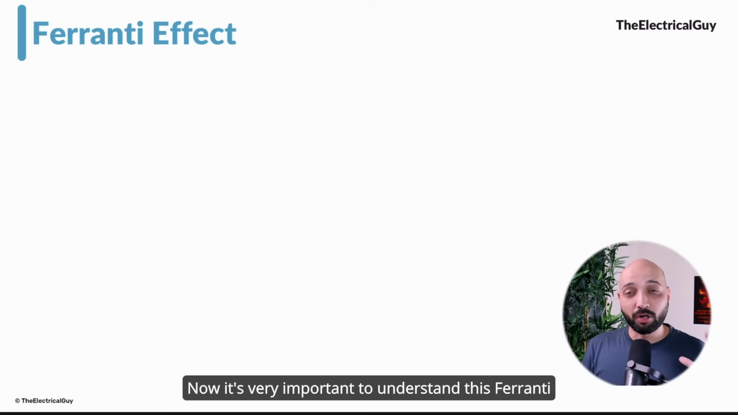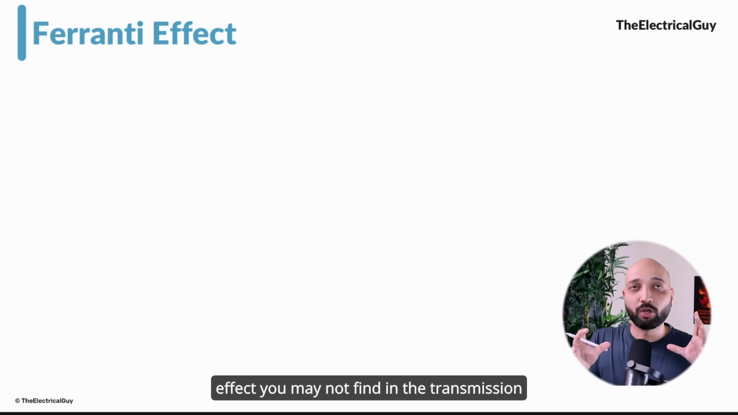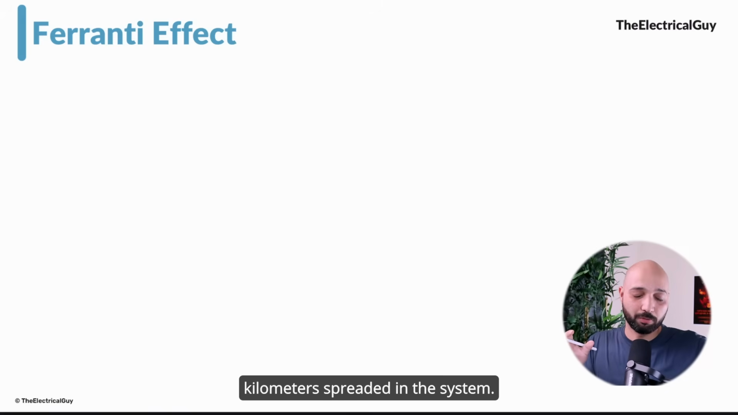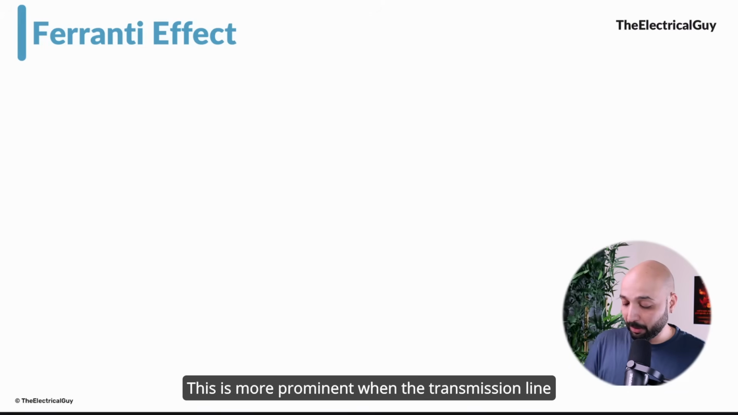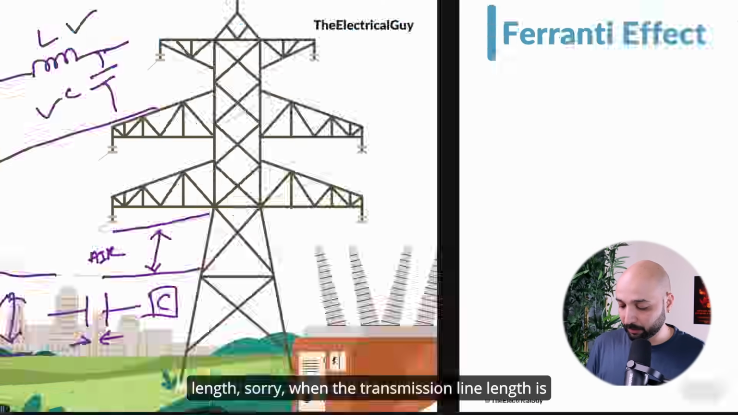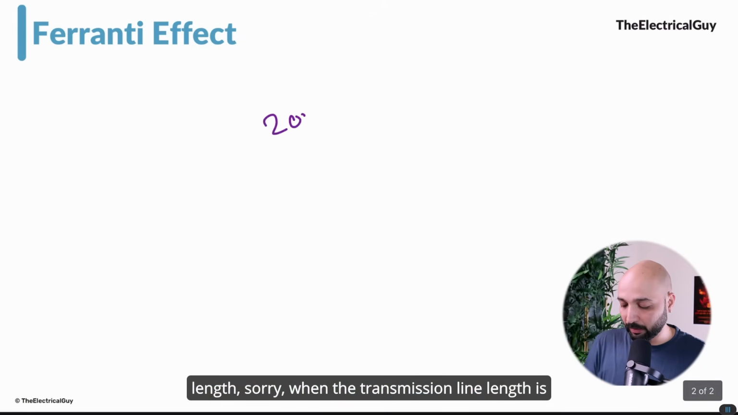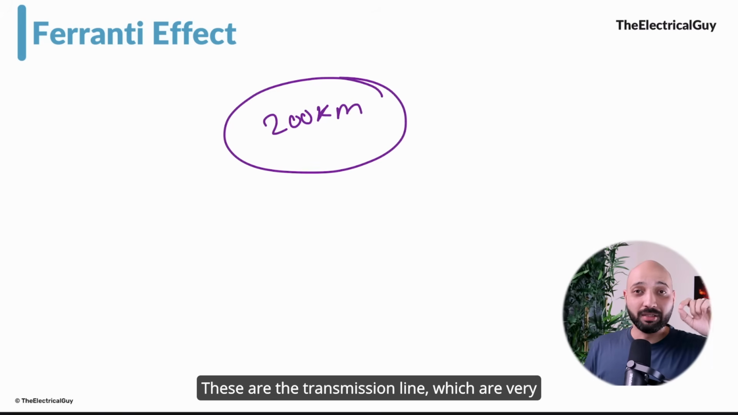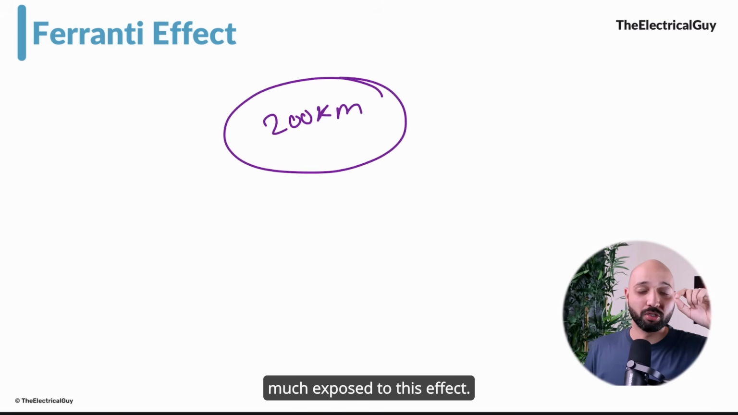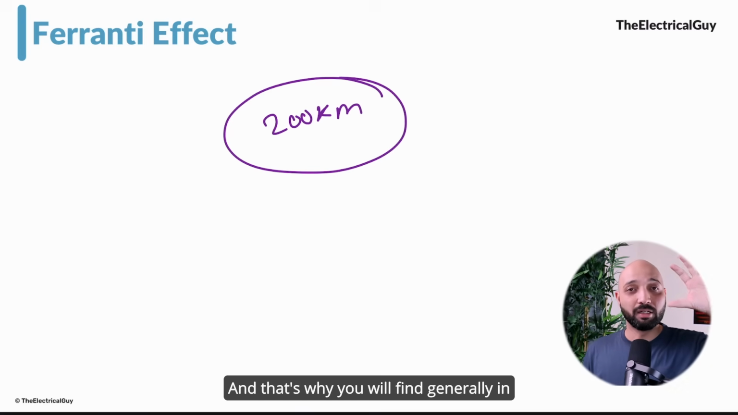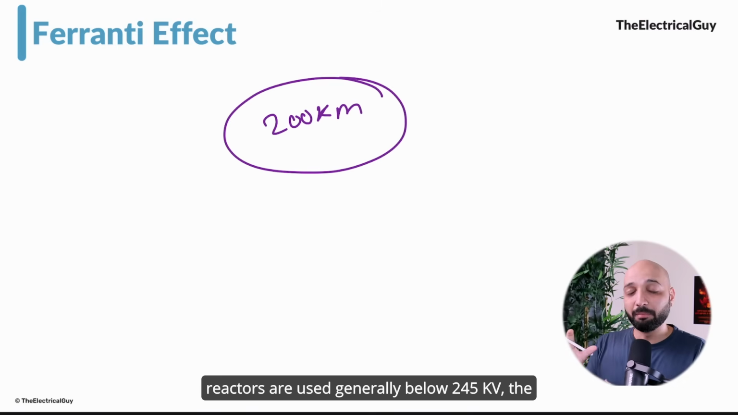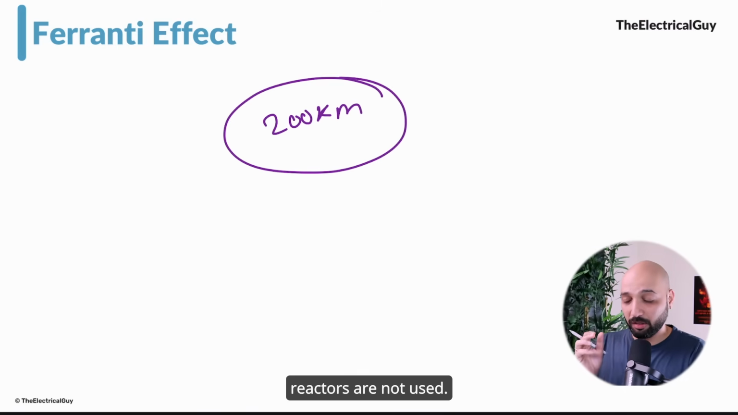Now it's very important to understand that you may not find this Ferranti effect in transmission lines which are 50 kilometers or 100 kilometers long. This is more prominent when the transmission line length is more than 200 kilometers. So 200 kilometers, 300 kilometers, these are the transmission lines which are very much exposed to this effect, and that's why you will generally find reactors in 400 kV systems or 800 kV systems, where the transmission length is very high. Generally, below 245 kV the reactors are not used.